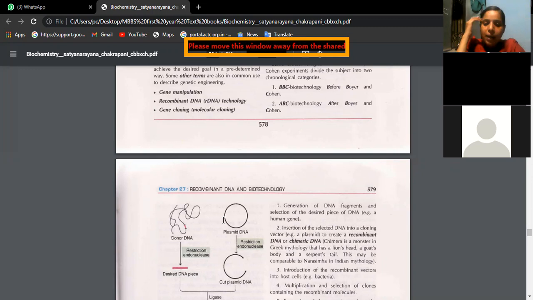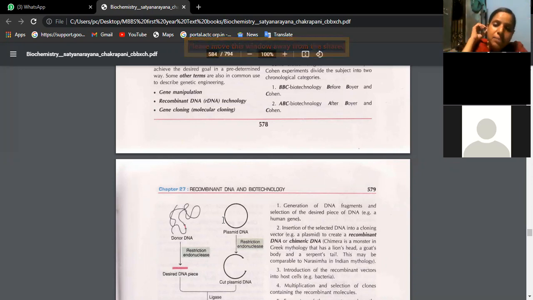What you will see is that a particular protein will not be synthesized. For example, in hemophilia, clotting factor 8 is not synthesized, and clotting factor 9 is not synthesized. In diabetes mellitus type 1, insulin is not synthesized.